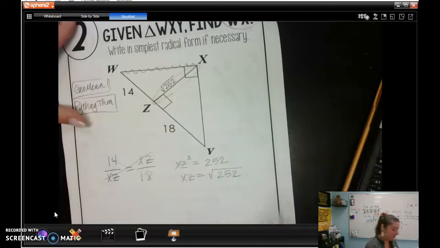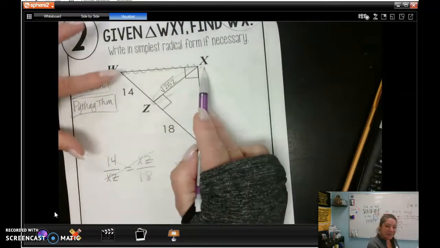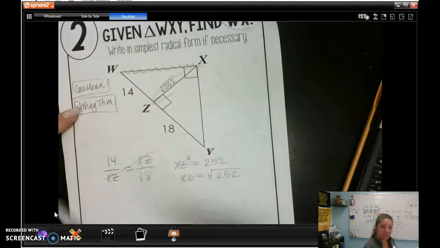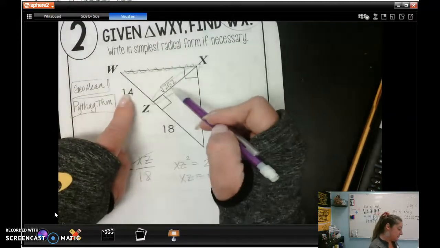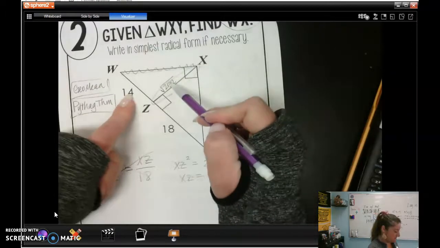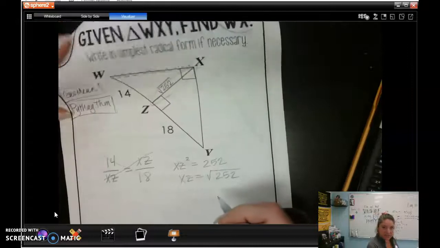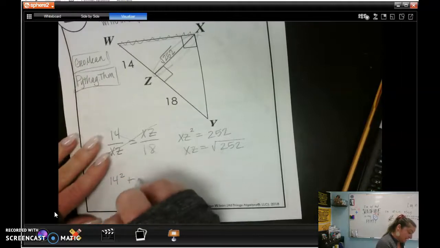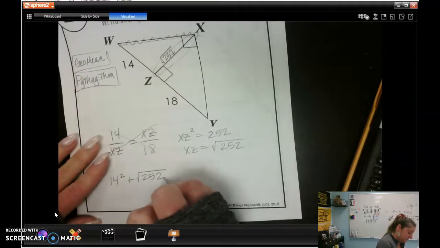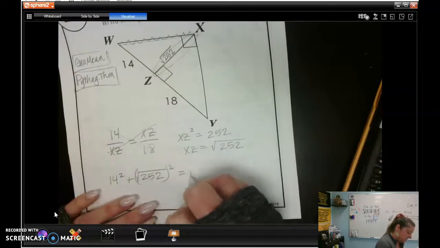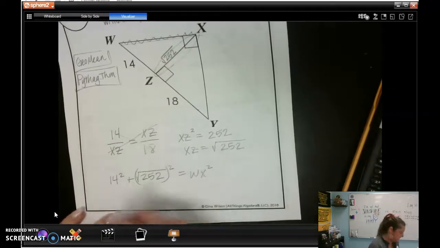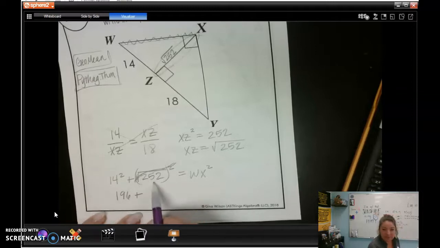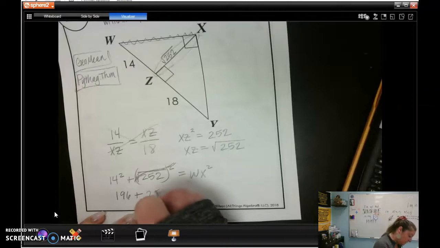There's a reason, okay? You're trying to find out what WX is, and to get that, we're going to do Pythagorean Theorem. So I'm going to do 14 squared plus this squared equals WX squared. Let's go write that down, okay? So again, 14 squared plus XZ squared, which is the square root of 252 squared, is going to give me whatever WX squared is. The nice thing about this is that when you go to do this piece here, the square and square root cancel out, and the square root of 252 squared is just 252.